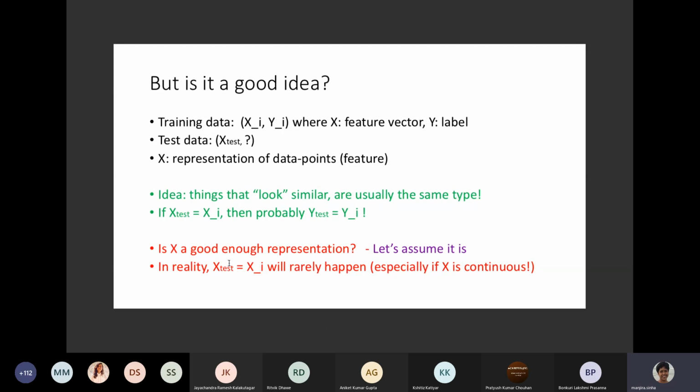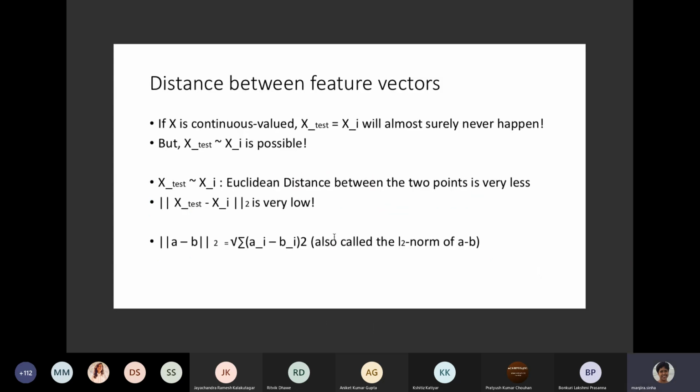Let us assume that x is a good enough representation. So we are not going into how we come up with the feature representation, but we are assuming that we have a good feature representation, and then how do we calculate the similarity? So how do we calculate the difference between the feature vectors? Because that's how we will measure the similarity. The lesser the distance, the more similar two data points are.